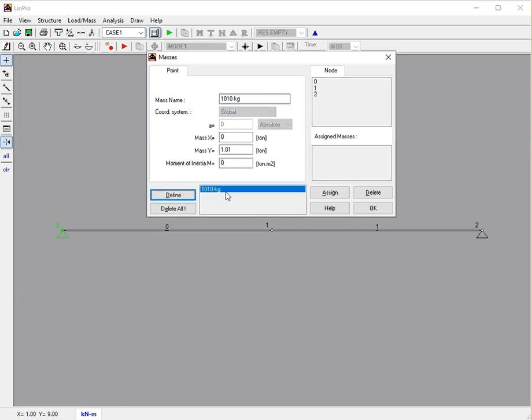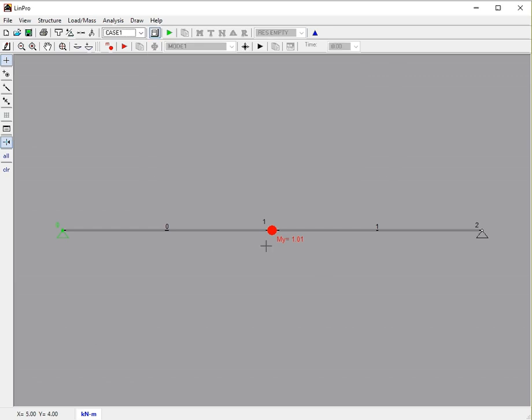So you define it first of all, and then you select a node, or one or more nodes, and you assign that mass to that node. So I'm going to assign it to node 1 and click OK. That's all you have to do. You don't have to apply any loads. It does have to be a stable structure, so the supports must be in place. And we then can run the modal analysis.